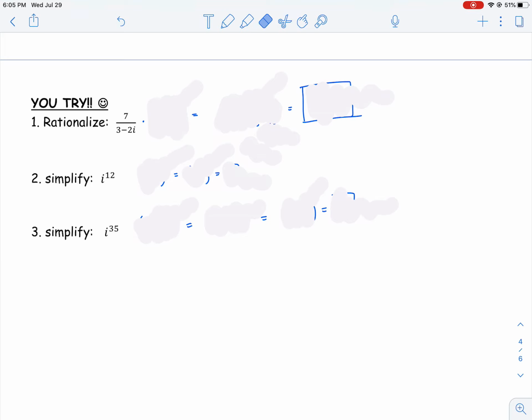All right, now that we've talked about multiplying, dividing, rationalizing, and simplifying powers of i, why don't you pause the video and try these 3 problems, and then come back and see if you got the same thing I did. So for the first one, if I want to rationalize, remember we want to multiply the top and the bottom by the conjugate.